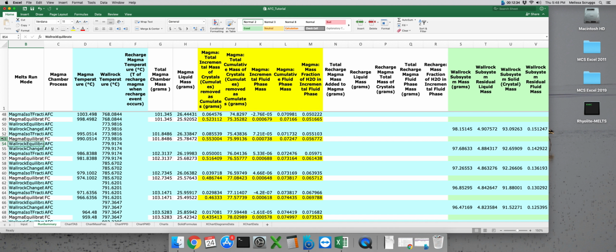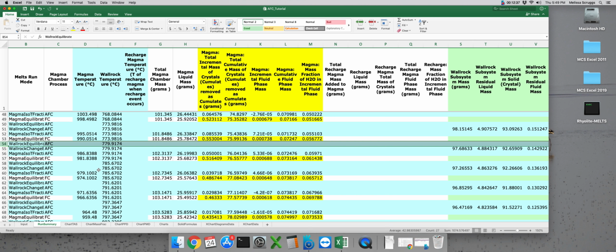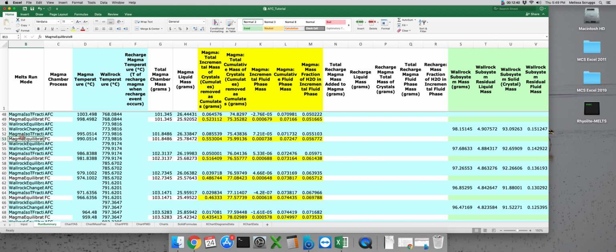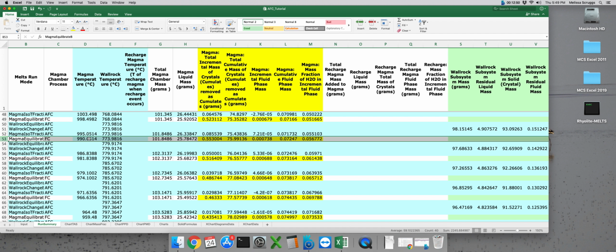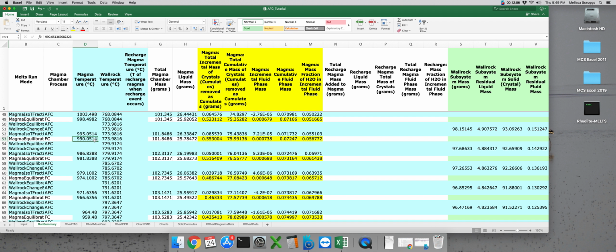zoom in a little bit, you can see in row 53 that this is a fractional crystallization step, and this row isn't highlighted. So at this particular step, the temperature of the magma subsystem is 990 degrees, plus or minus a few. And the temperature of the wall rock is going to be 773.9816 degrees. Obviously, there's no way that thermometry can be that specific, but these are just calculations.